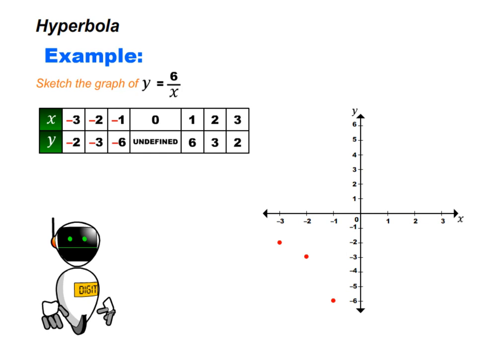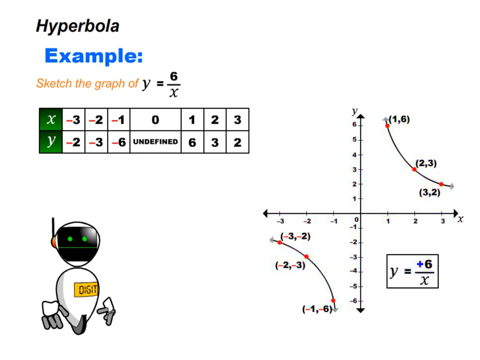Let us do the same for other points. Ignore x is equal to 0. I will explain later why we exclude x is equal to 0. So far, our dotted Cartesian plane should look like this. Now that we have plotted the dots, let us join the dots to have a graph of y is equal to 6 over x. Our graph should look like this.